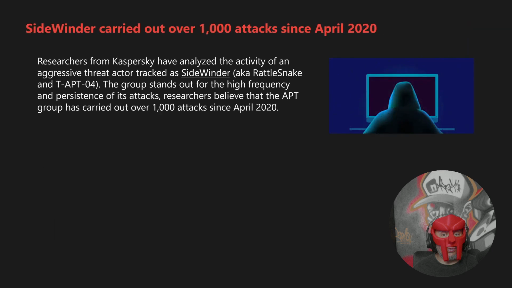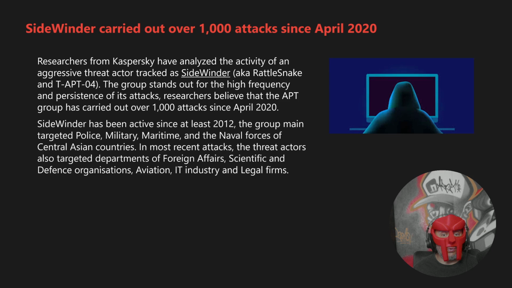Researchers from Kaspersky have analyzed the activity of an aggressive threat actor tracked as SideWinder, aka Rattlesnake, and T-APT-04. The group stands out for the high frequency and persistence of its attacks. Researchers believe that the APT group has carried out over 1,000 attacks since April 2020. SideWinder has been active since at least 2012. The group's main targets are police, military, maritime, and the naval forces of the Central Asian countries.